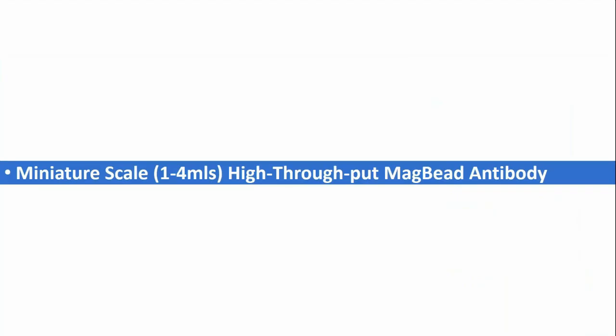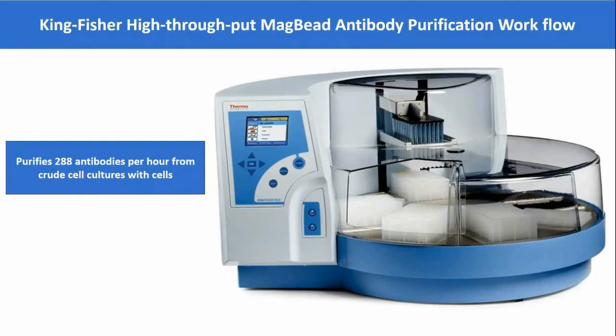So now that is from a single vessel. Now we have also a format where we can purify at least 288 molecules in an hour. This is a very small scale. This scale is important in screening engineered molecules to find the best leads for scale-up.